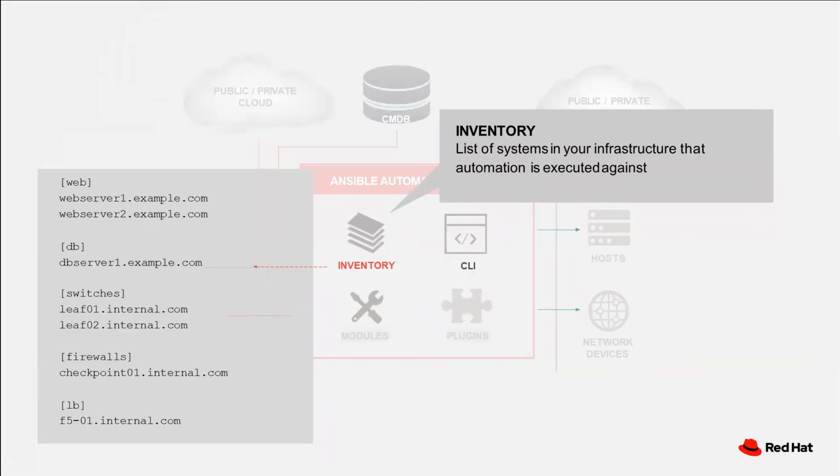I mentioned the inventory before. This is really one of the core pieces of Ansible, having an inventory. It's really just a list of systems in our infrastructure that we can execute automation against.